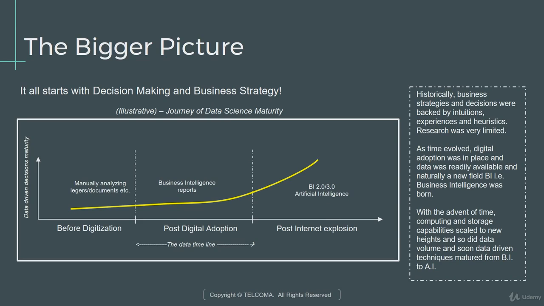So what happens is there's an organization, they want to take a new business decision or probably a new strategy for a defined outcome. So let's say they want to increase their revenue. So how do they increase their revenue? They'll have a couple of business questions and they need answers to those questions. That's when you have intuitions, experiences, heuristics in place. So the early era primarily depended on heuristics and experiences.